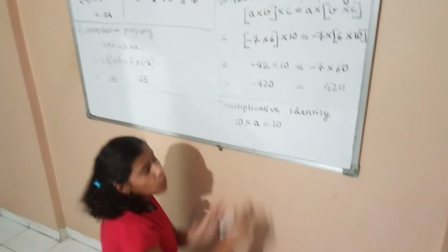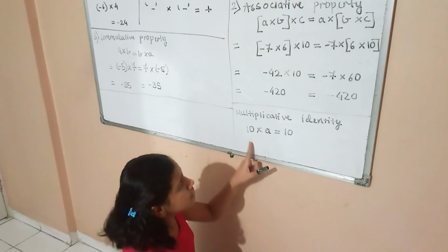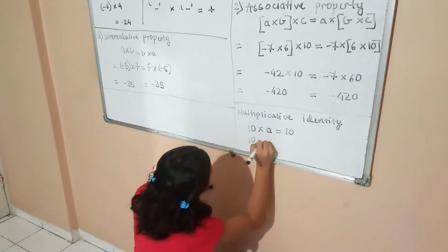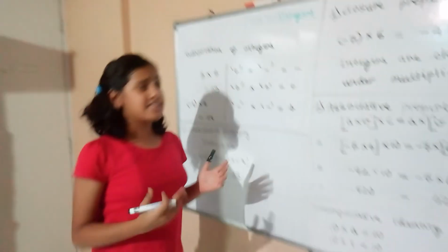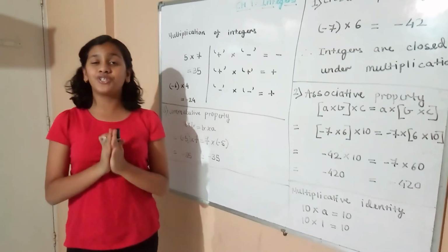Now there will be no other value of A except 1, because 1 is the only number that returns the number to the product. So we can say that 10 into 1 is equal to 10. And this is done. So the properties of integers based on multiplication is done.